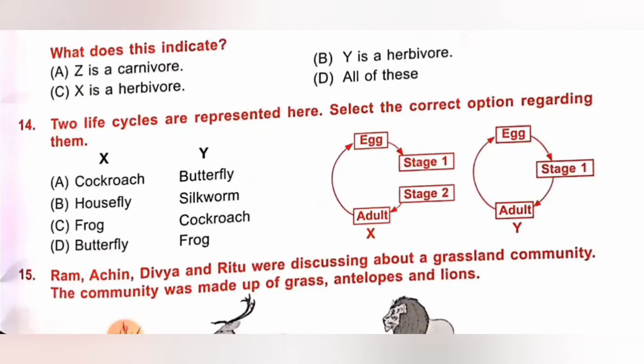So in the previous question we already saw, in a butterfly life cycle, the egg hatches into larva, then it turns into a pupa, stage 2, then into an adult. In a frog's life cycle, the egg hatches into a tadpole, that is stage 1, then directly changes into an adult. Okay, 3 stages. But in butterfly, 4 stages. So option D, X is butterfly because the given life cycle has 4 stages, and Y is frog because the given life cycle has 3 stages. So option D is the correct answer.